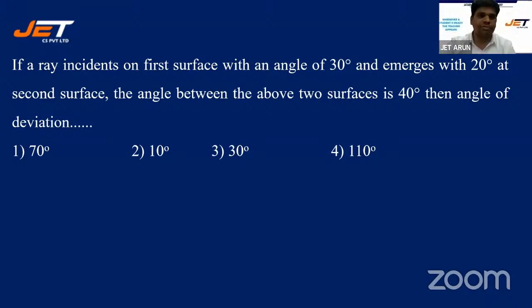If a ray incidents on first surface with an angle of 30 degrees and emerges with 20 degrees at second surface, the angle between the above two surfaces is 40. Then angle of deviation is? Simple geometrical problem, students. Draw the prism and the angle of incidence; the formula comes later. In ray optics, the formula comes later, but more important is the ray diagram or the geometry of the situation.